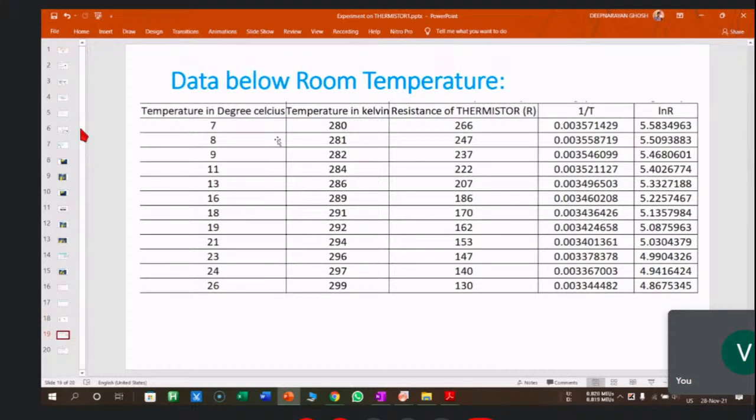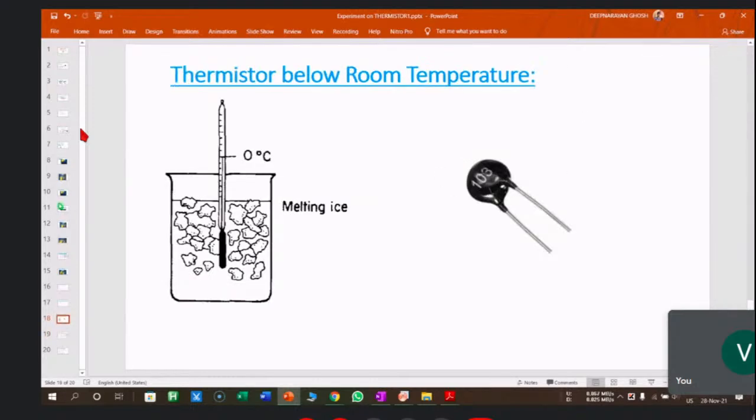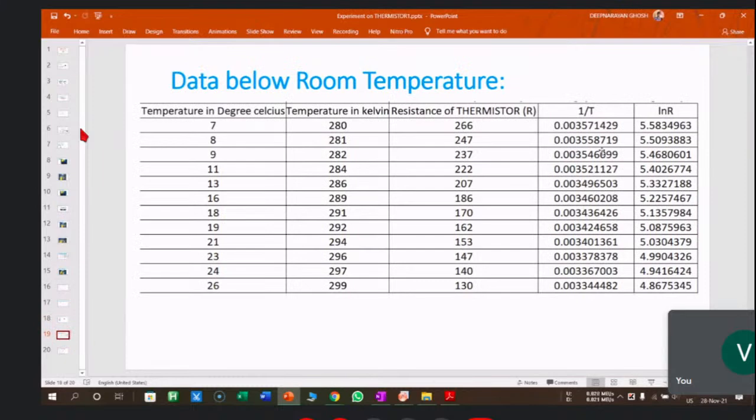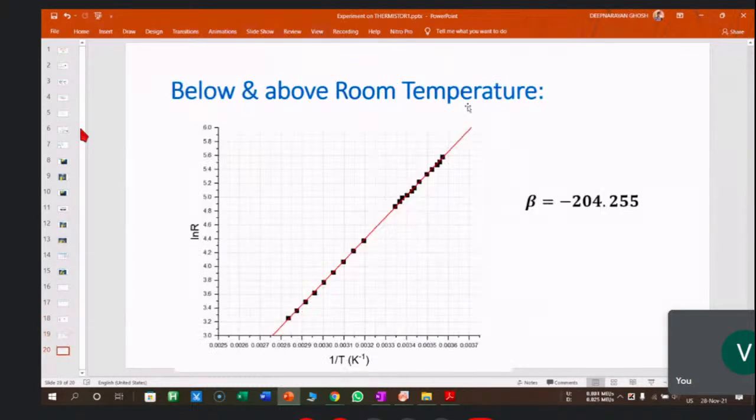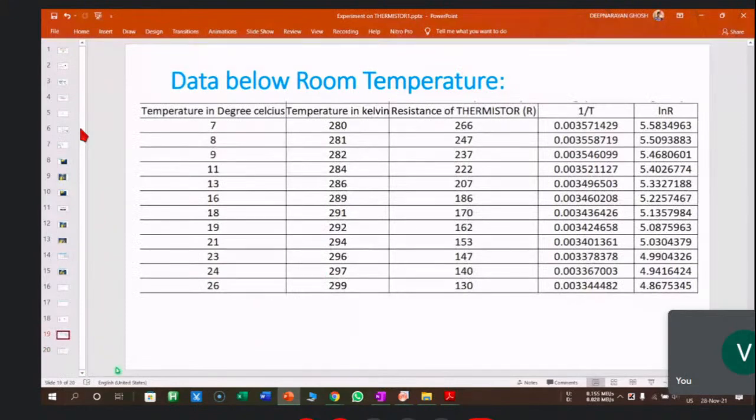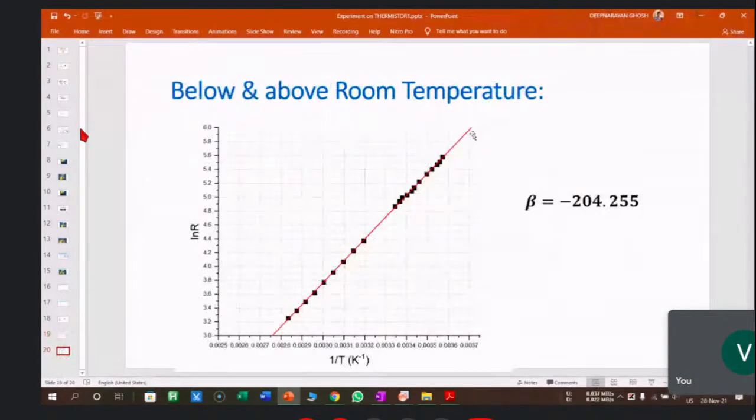The data below room temperature is here. When the temperature is 7 degrees, the resistance is 280. The resistance is 266 ohm, and gradually with increasing temperature, the resistance decreases. Again, I have drawn the 1 by T versus ln R graph, and here I have put all the data from 80 degrees centigrade down to 6 or 7 degrees centigrade.